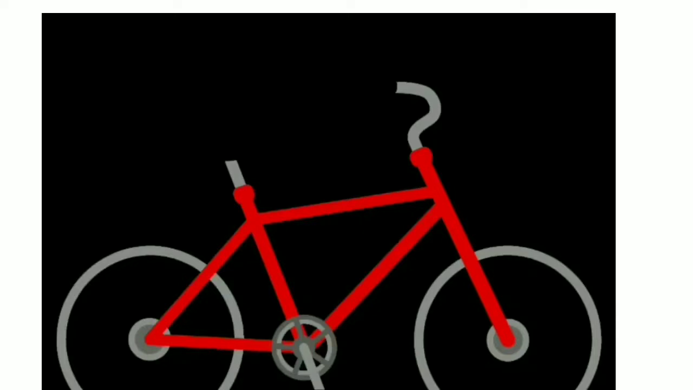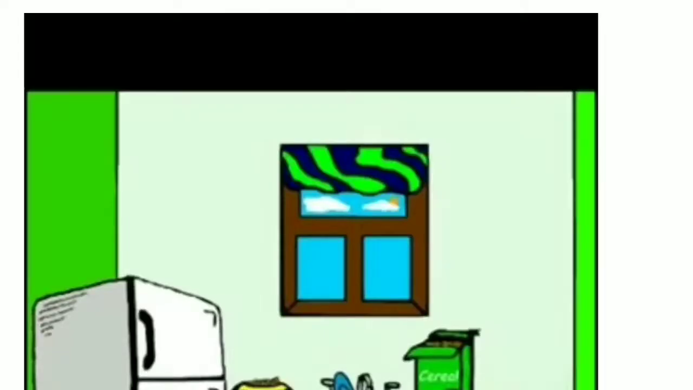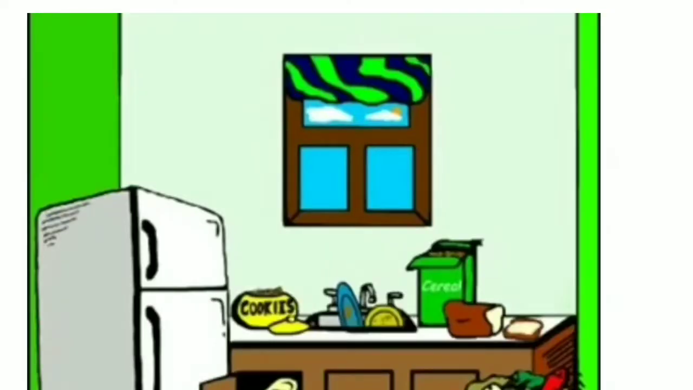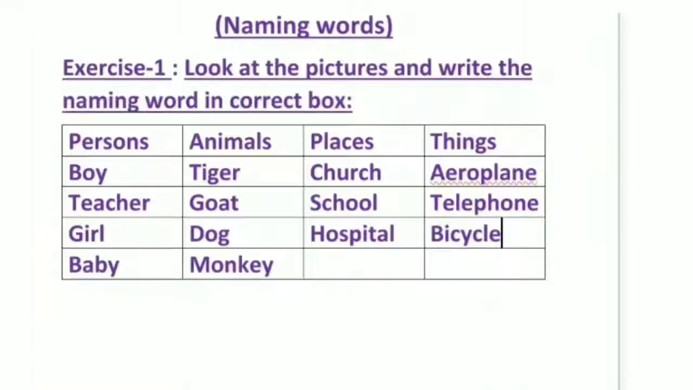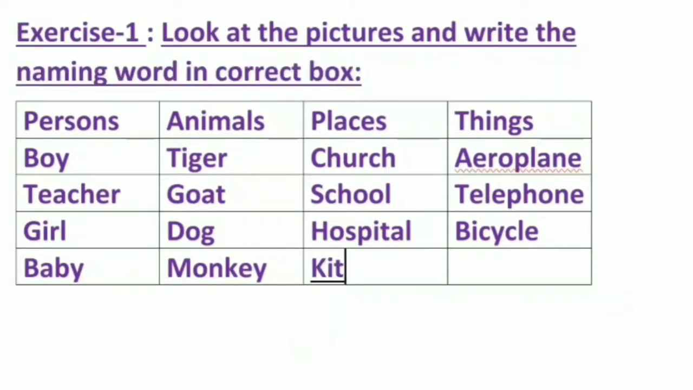So this is a bicycle. Let's write down bicycle. Bicycle we've written in things. Now next. So this is a kitchen because we can see a fridge, flour, cookies, everything. So this will be a kitchen. Let's write down. Kitchen will be written in places. Kitchen. Correct. Now we'll move to the next one.